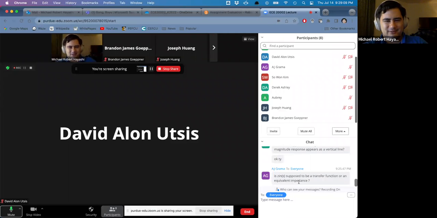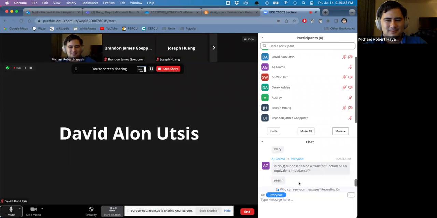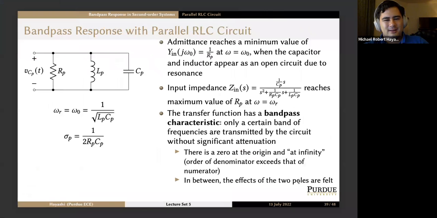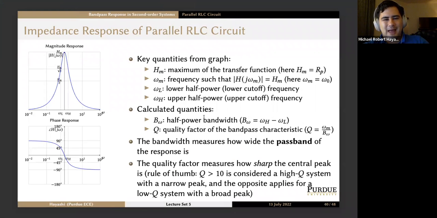Everything can be a transfer function if you define your output and input correctly. Does that help, AJ? You're welcome. Now, anyone need help interpreting the cutoff frequencies, the bandwidth, or the quality factor?